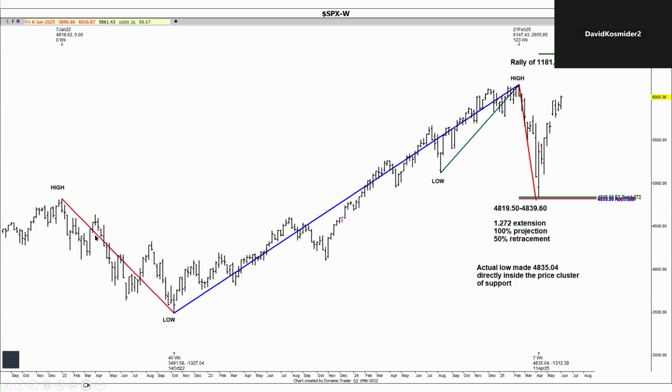But here we had a prior high to low swing projected from a high, a low to high swing extended. There was a 1272 extension. And then there was also a 50% retracement of a low to high. That zone came in at 48.19 and a half to 48.39.60. The actual low was made directly within that zone, 48.35.